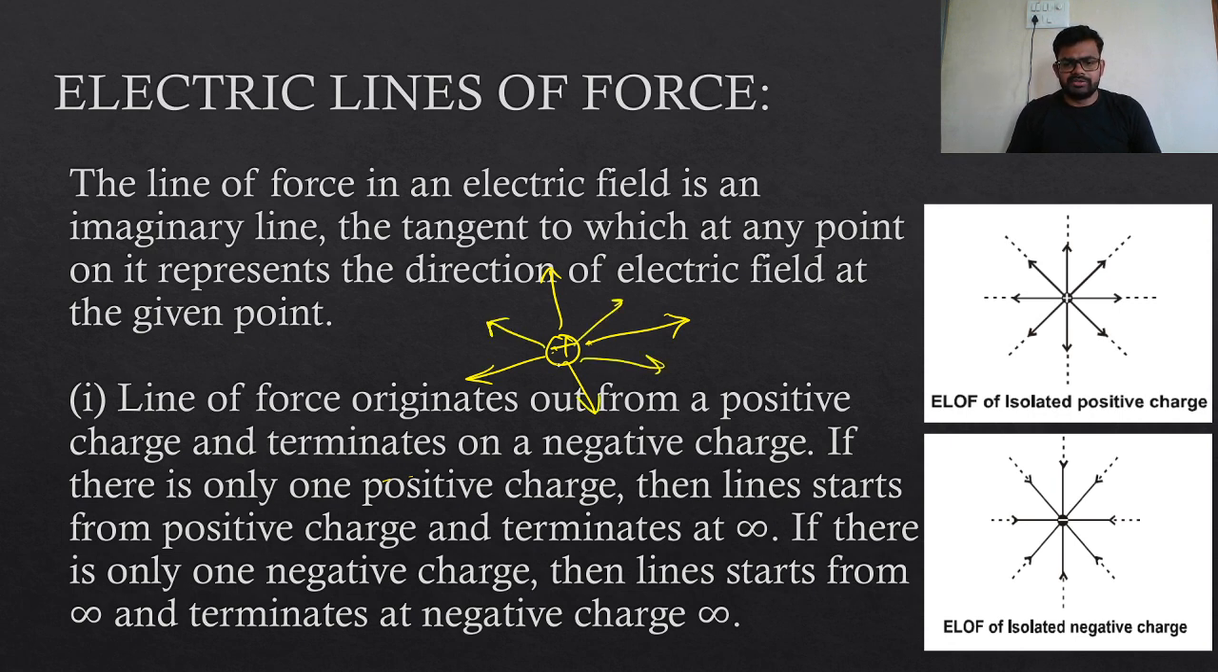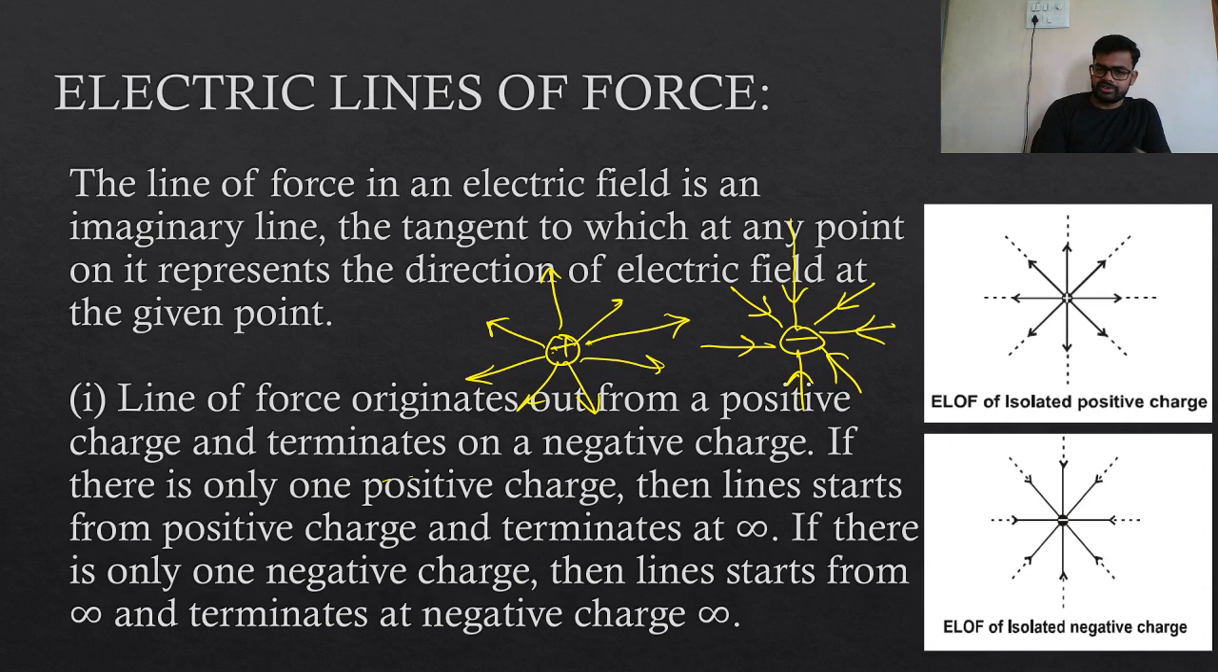If there is a negative charge, then what will happen? The direction of electric field lines will be from infinity towards the charge, like this. So remember these two basic rules. These are for isolated charges. What do isolated charges mean? Charges placed alone. So for a positive charge, lines start from the charge and terminate at infinity, and for a negative charge, they start from infinity and terminate at the negative charge. That's all.